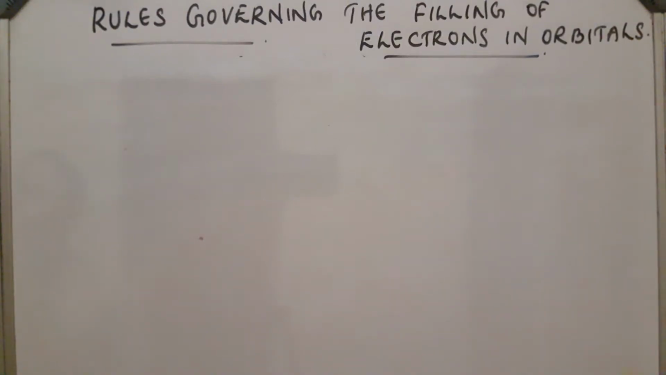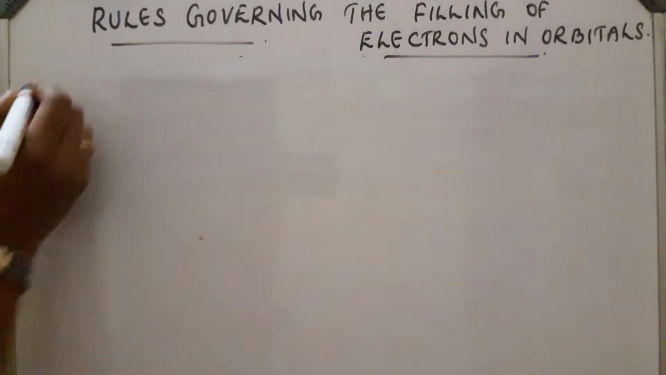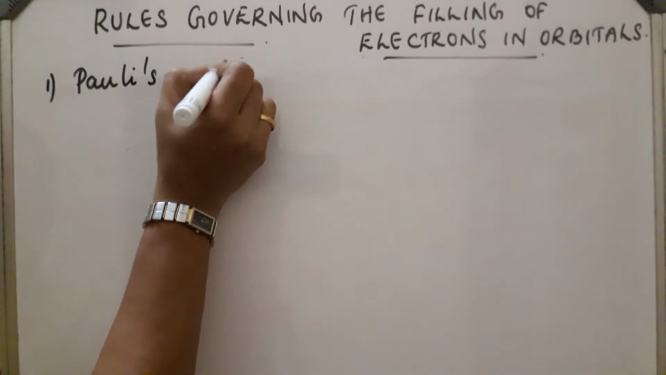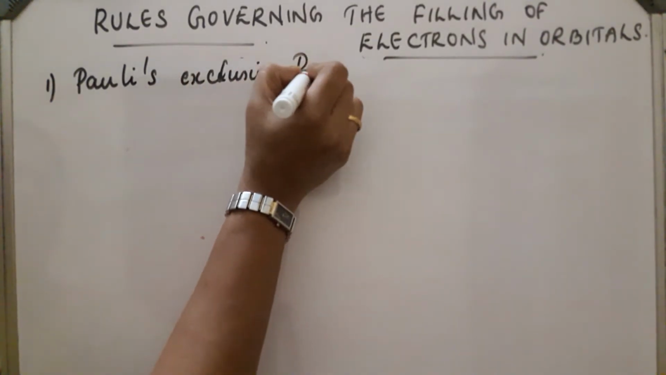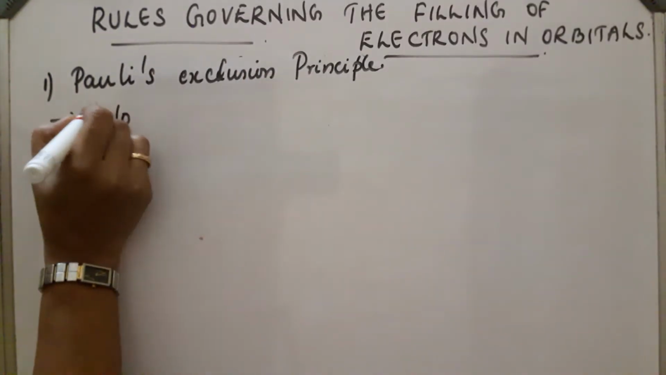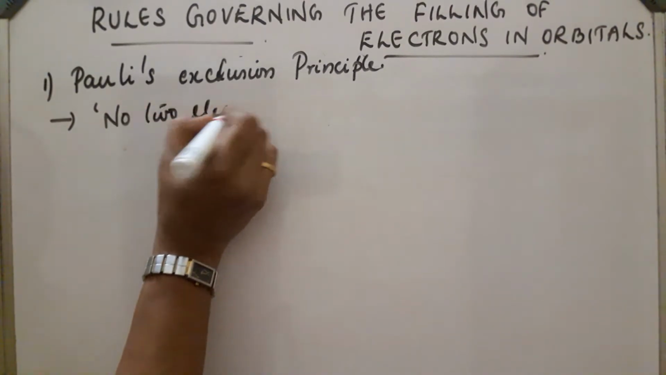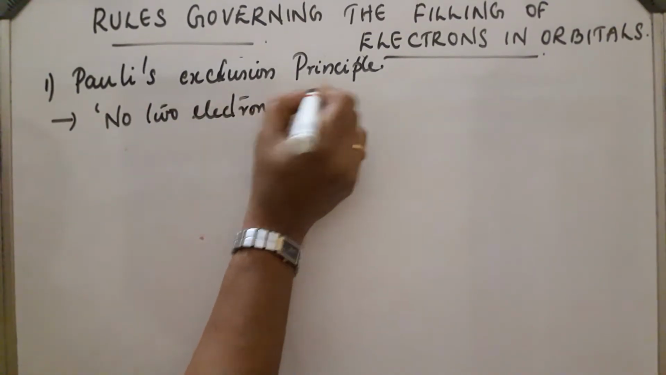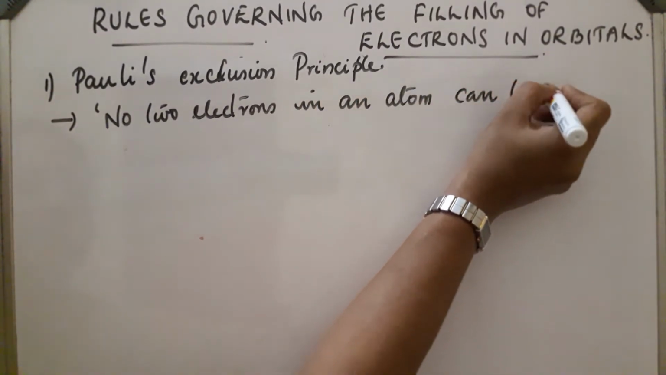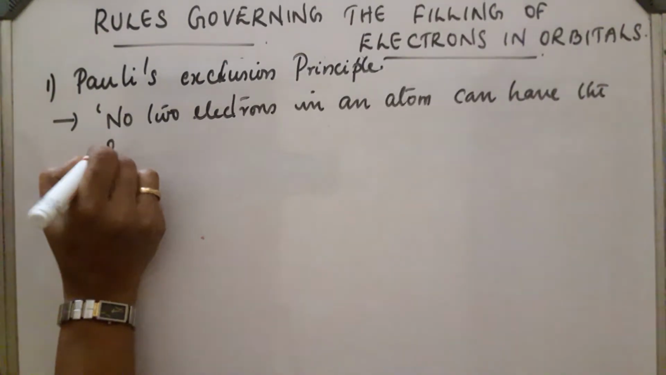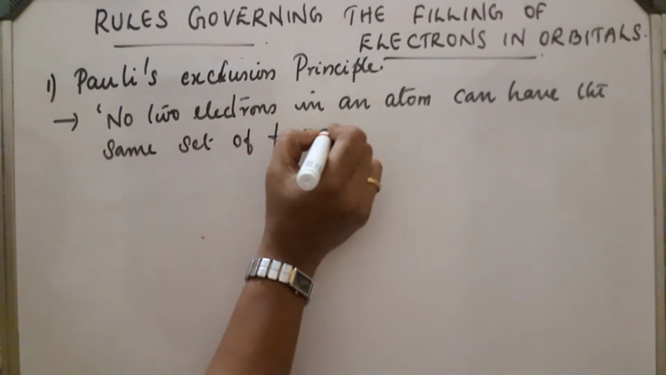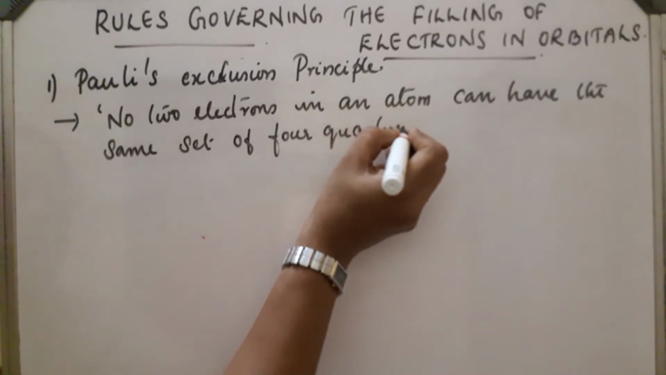Rules governing the filling of electrons in orbitals. First rule is Pauli's exclusion principle. This law states that no two electrons in an atom can have the same set of 4 quantum numbers. Four quantum numbers.